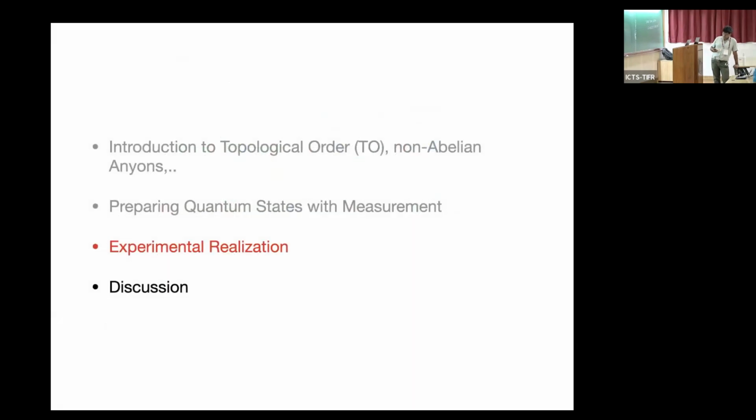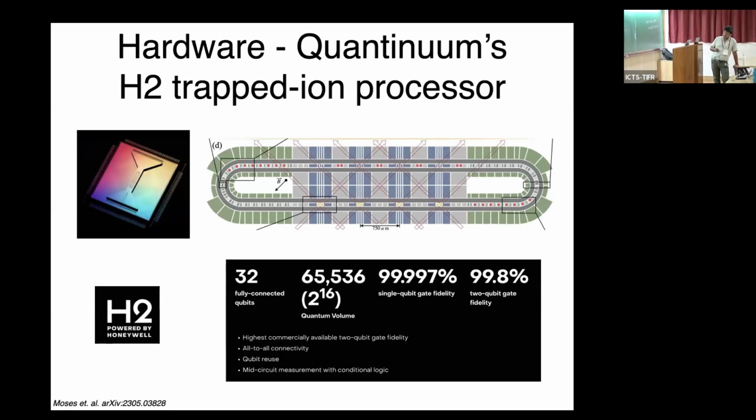Let me just talk about the experimental realization, and you'll see some of these more conceptual questions showing up. We did it on this particular machine, which was the only one that allows you to do feed forward. You measure a subset of the qubits and then act with unitaries based on the outcome. It has only 32 qubits, but that turns out to be enough for us. And one of the nice things, it has very good fidelity. This is how good the single qubit and 2 qubit gates are. Only 2 in 1,000 times do you get the wrong gate applied. And they have this mid-circuit measurement with conditional logic. They also have this all-to-all connectivity.